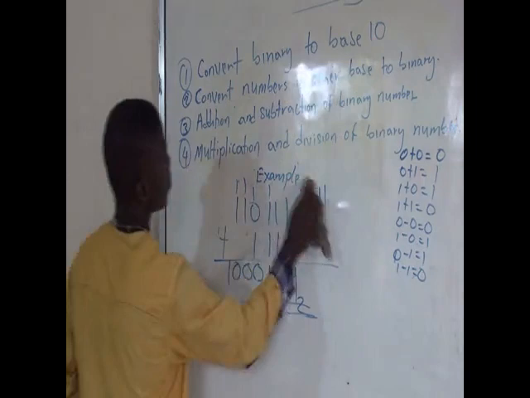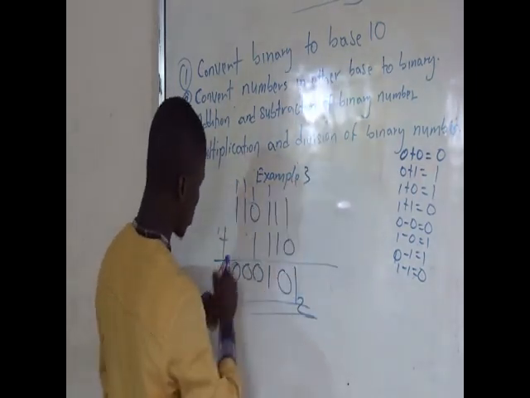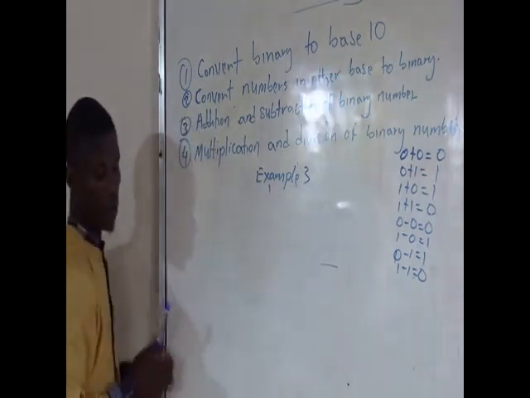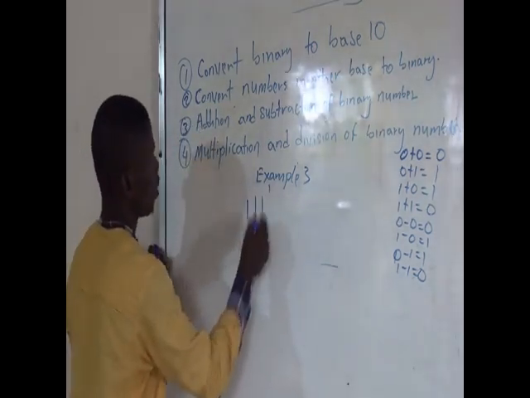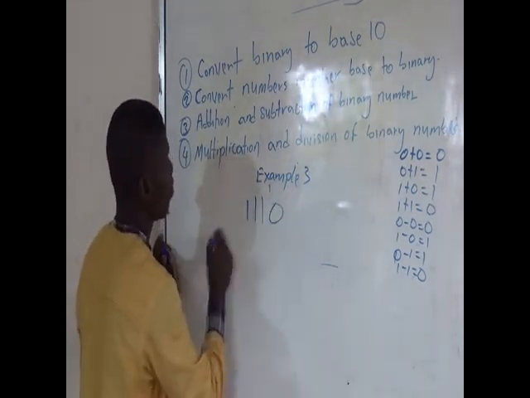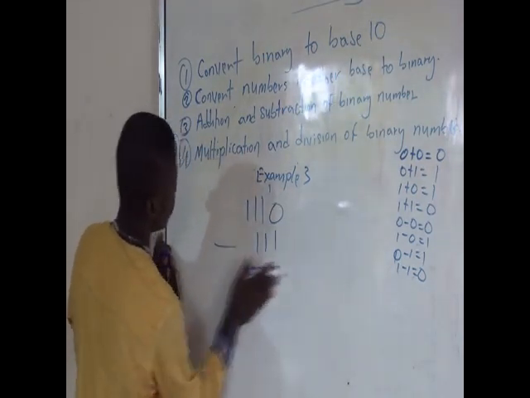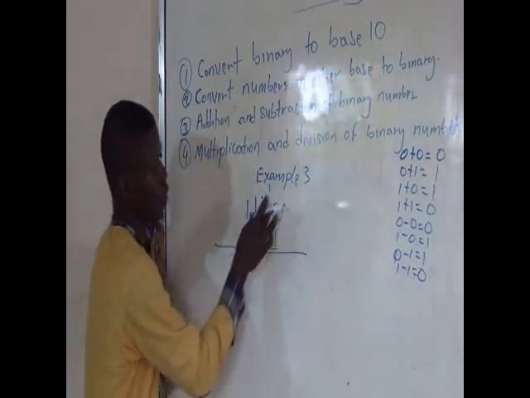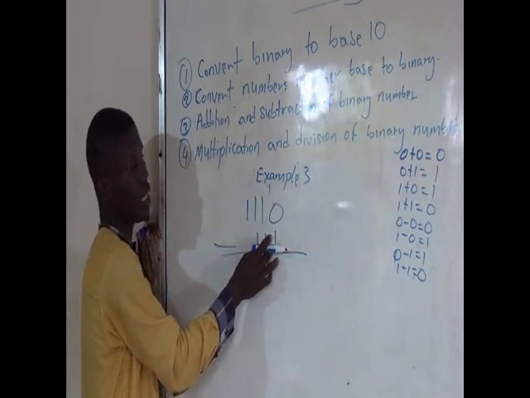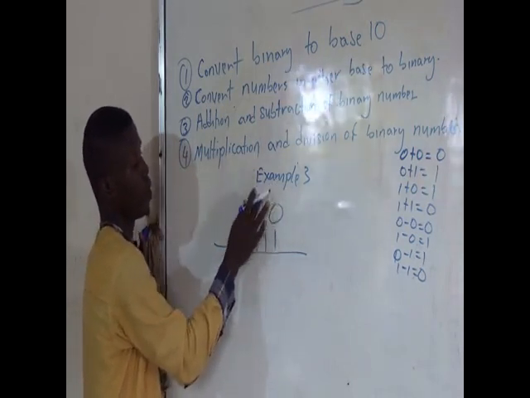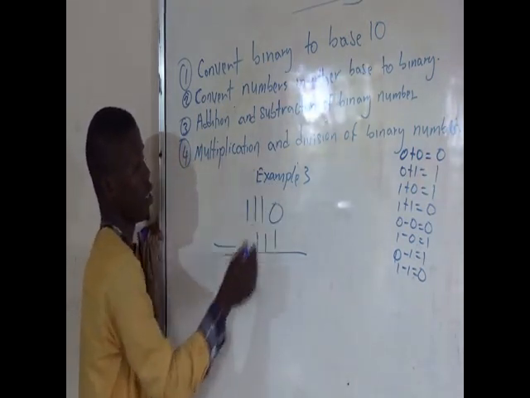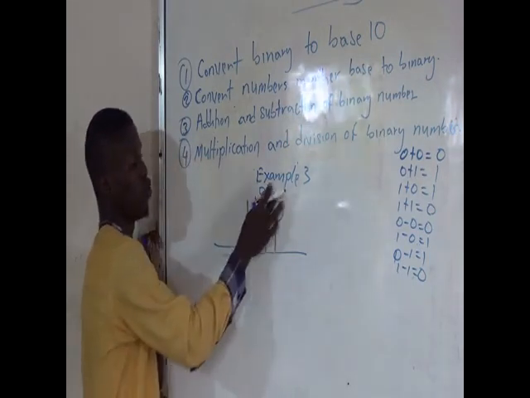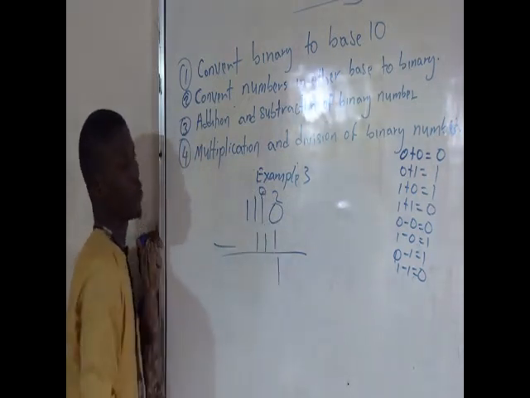Example 3. 1, 1, 1, 0 minus 1, 1, 1. Let's solve. 0 minus 1 is impossible. What we do, we borrow from here. As we are borrowing from here, that 1 can come in here and will be 2, here will remain 0. 2 minus 1 will give me 1.